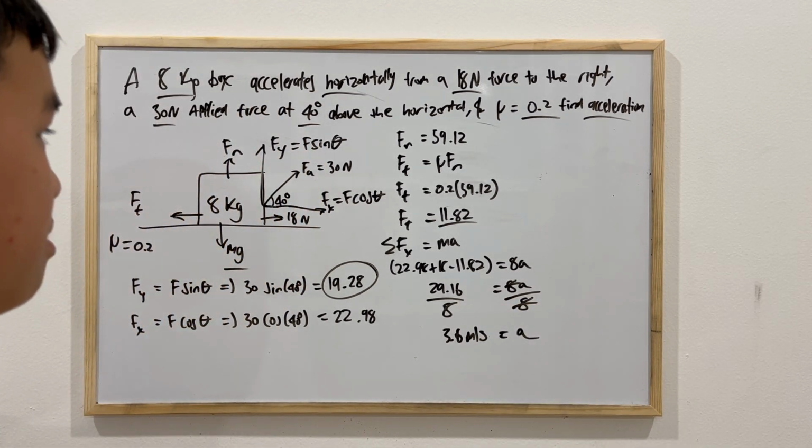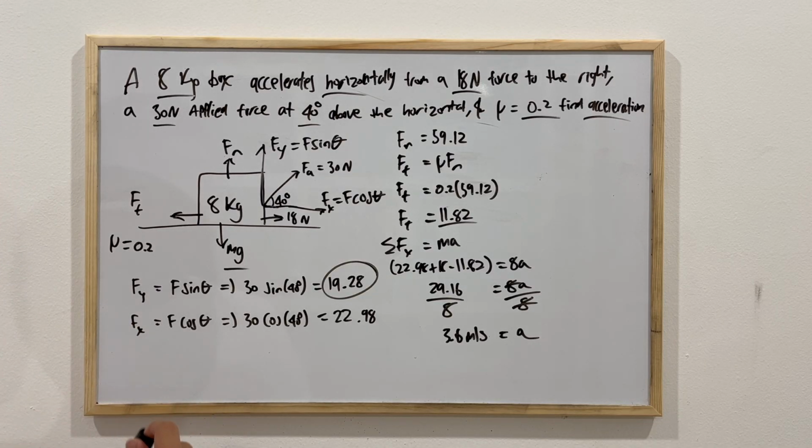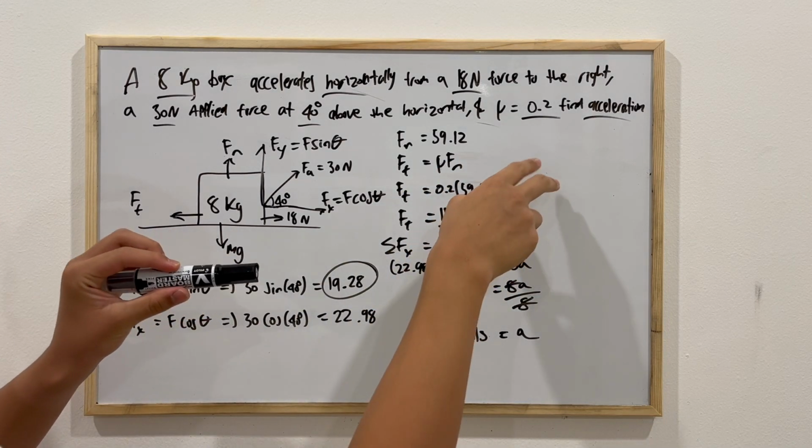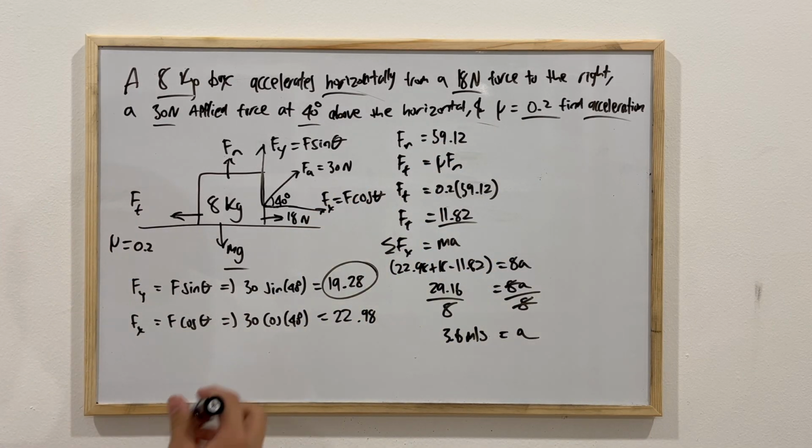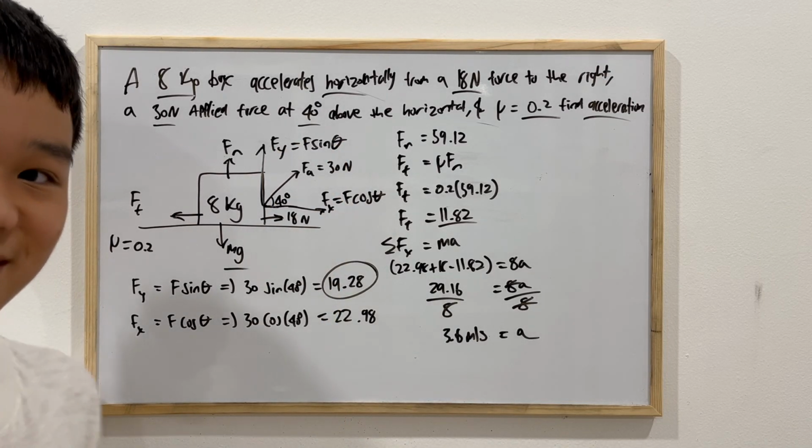So for this problem, a box that has 18 newtons applied force, a coefficient of 0.2 for friction, and another force at 30 newtons applied at 40 degrees above the horizontal is going to accelerate 3.6 meters per second squared, and that's our answer. Alright, next problem.